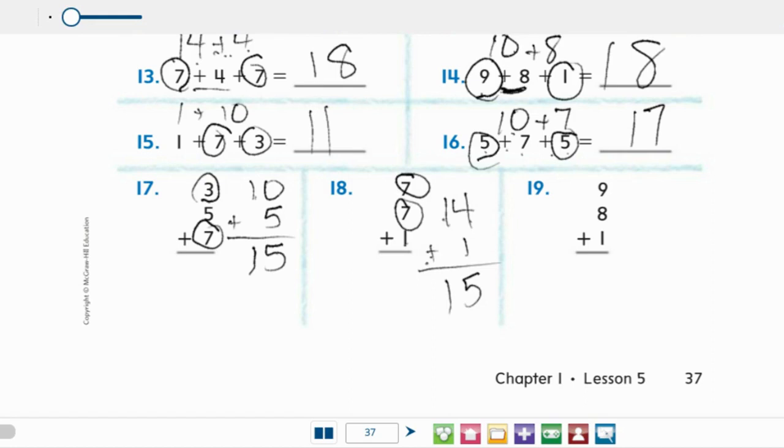All right, last problem, number 19. Ooh, and I love it because they're going to finish this off with a making 10. So I'm going to circle my 9, circle my 1. 9 and 1 is 10. And then I'm going to bring that 8 that I haven't used over. 0 plus 8 is 8. 1 plus 0 is 1. So my answer here is 18.